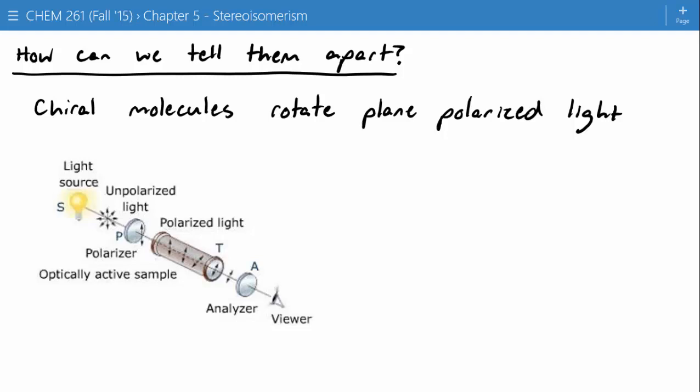What we're measuring is that angle. How much did it rotate? Did it rotate 10 degrees? Did it rotate 5 degrees? Did it rotate to the left? Did it rotate to the right? And that's how we can tell these molecules apart.